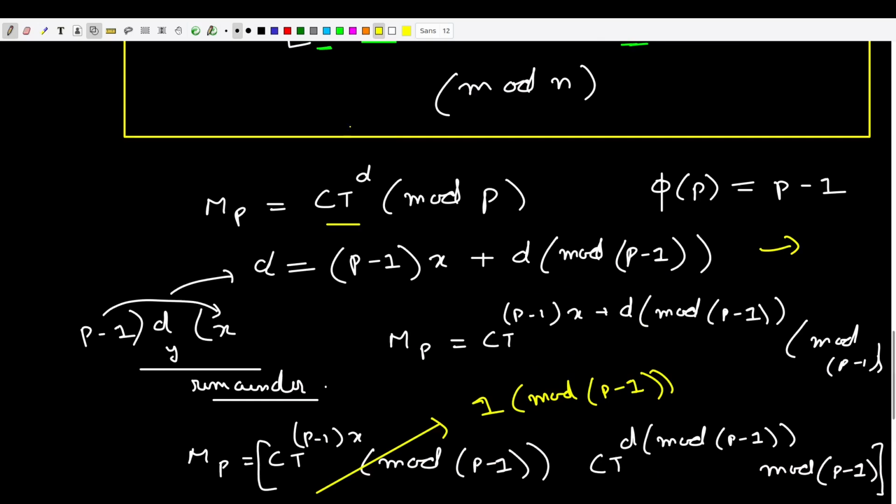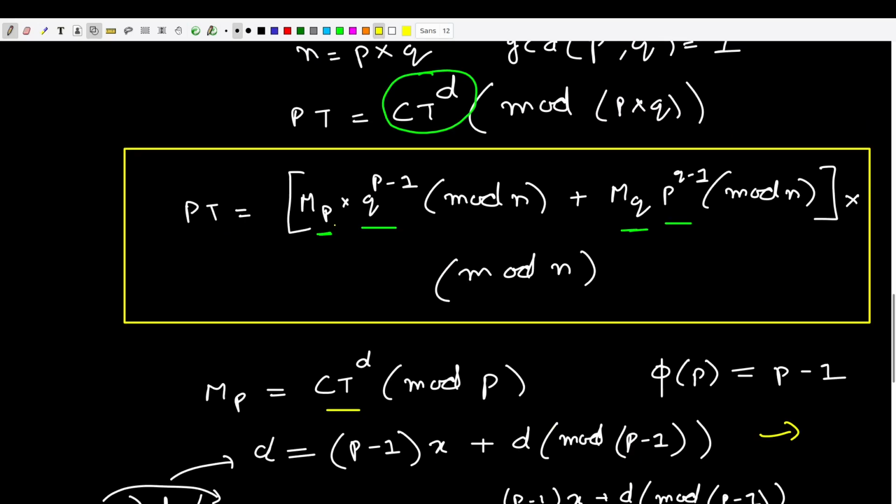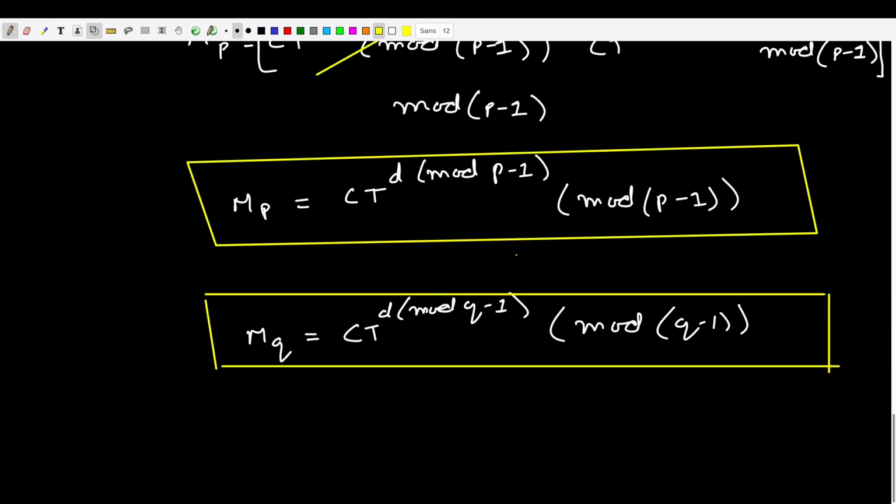So we know that plain text is equal to MP into q to the power p minus 1 modulo N plus MQ. So this is what we have to compute. So first we will go ahead and compute MP and MQ. So let me just compute MP. So MP is equal to what? Ciphertext is 64 and d mod p minus 1. So d is 47, modulo p minus 1, right?